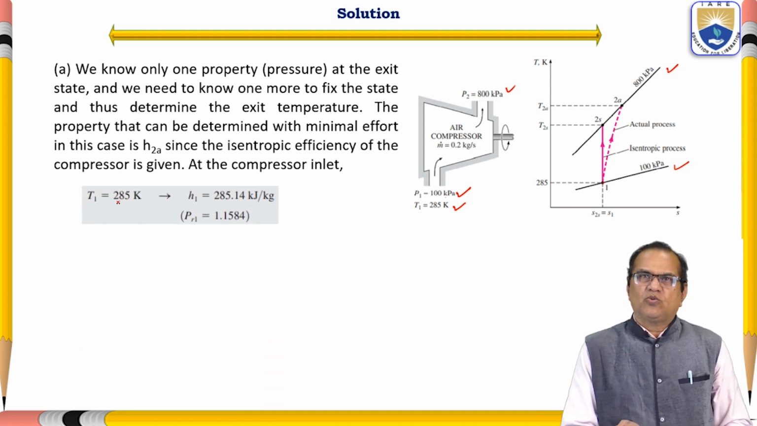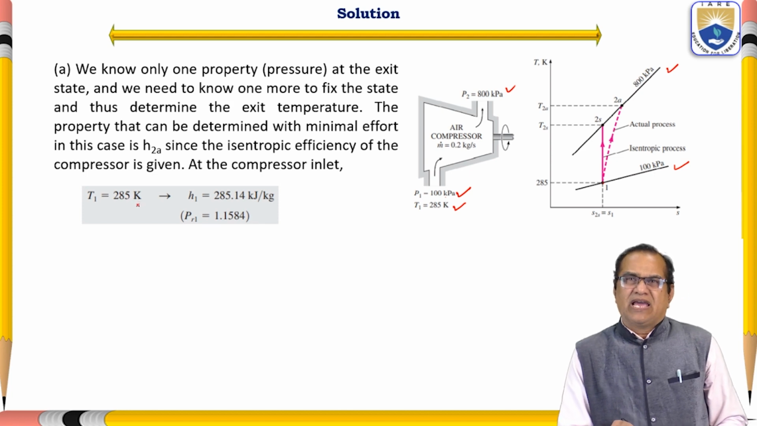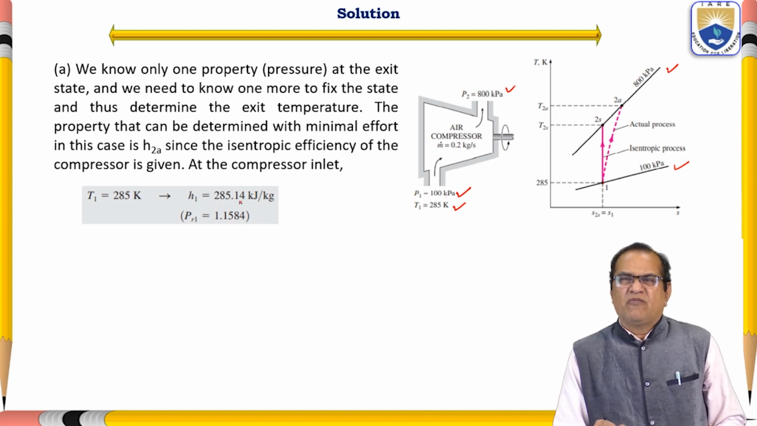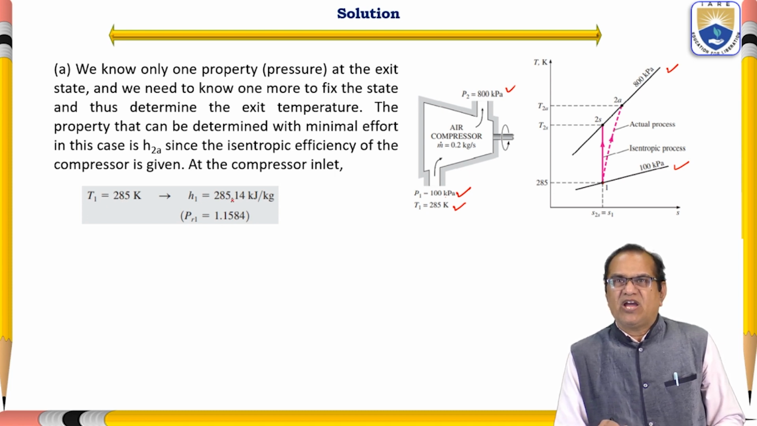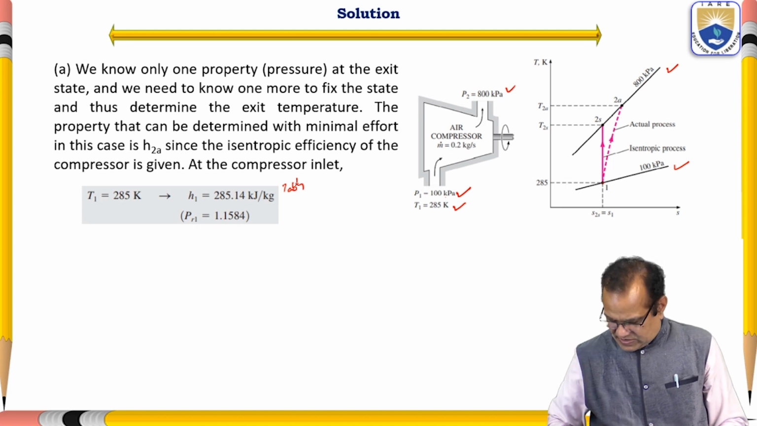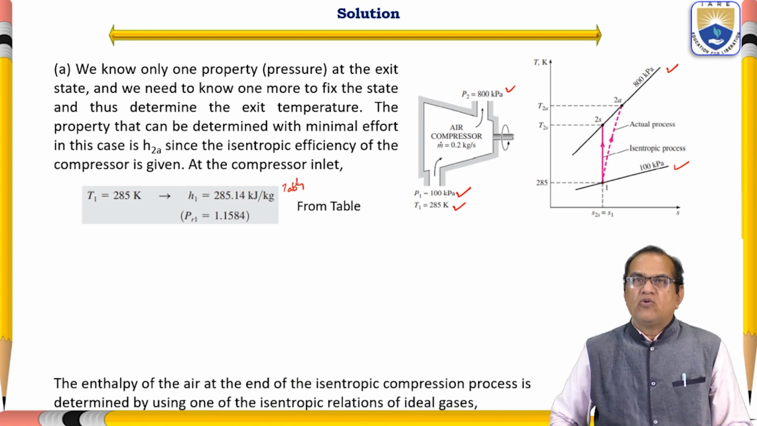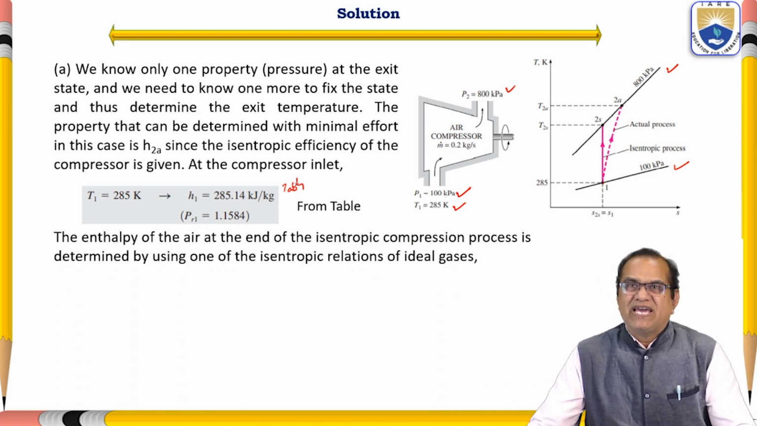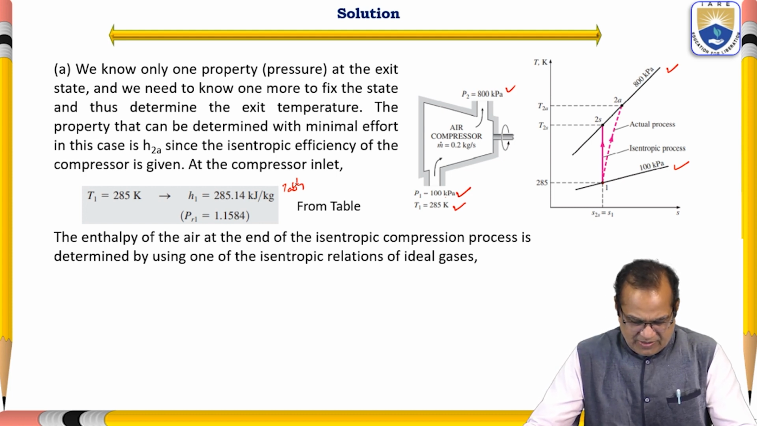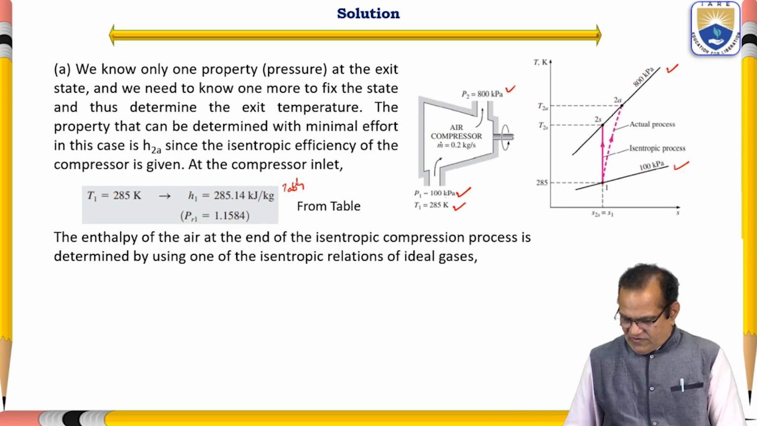So T1 is equal to 285 Kelvin. H1 we can find from the table at this given temperature and pressure. We will get 285.14 kilojoule per kg. This is from the table. Now, the enthalpy of the air at the end of the isentropic compression process is determined by using one of the isentropic relations of ideal gases.